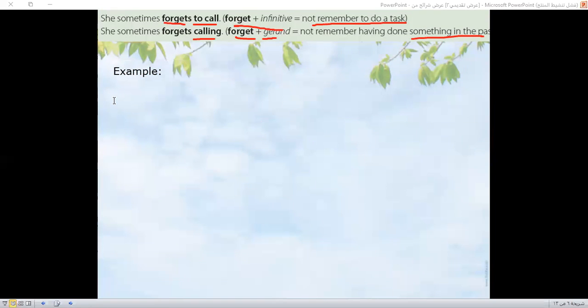Now let's write examples using forget. I need you to give me examples. I thought it's easy. You can write your example in the chat if you want. I'm waiting. I need your examples.